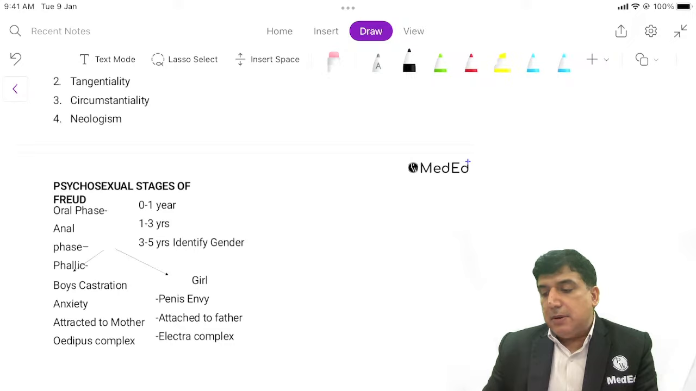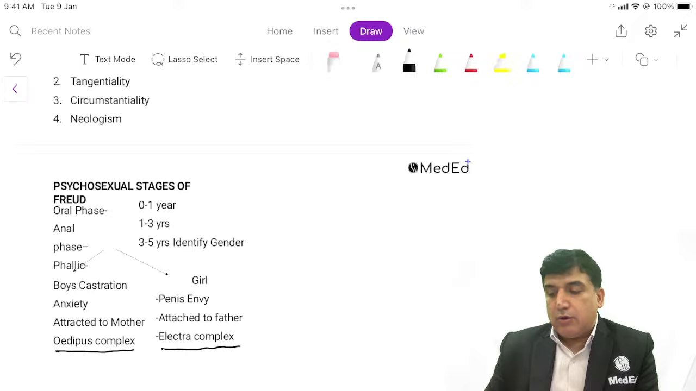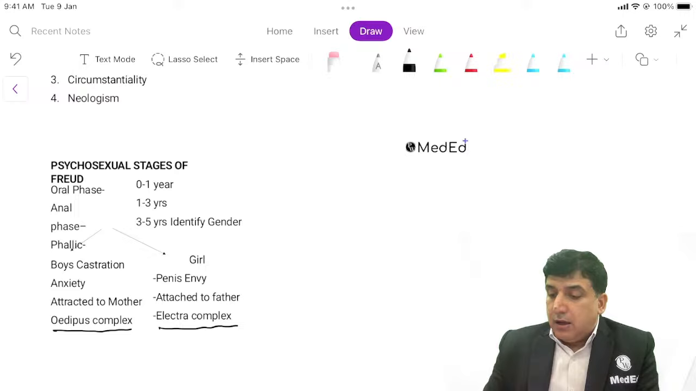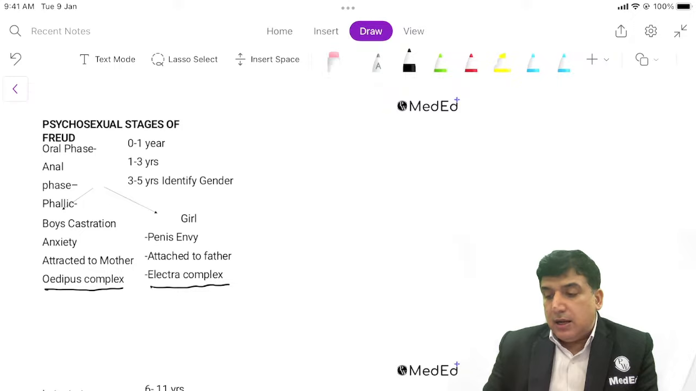Psychosexual stages of Freud, just remember, sometimes they can ask. Oral phase 0 to 1 year, anal phase 1 to 3 years, phallic 3 to 5 years. In the phallic phase the person identifies the gender. In boys there is castration anxiety, in girls there is penis envy. The boy is attached to the mother, and there is development of Oedipus complex. In girls there is development of Electra complex. That you have to remember. Then we have the latent phase, 6 to 11 years, and then genital. So there is oral, anal, phallic, latent and genital.